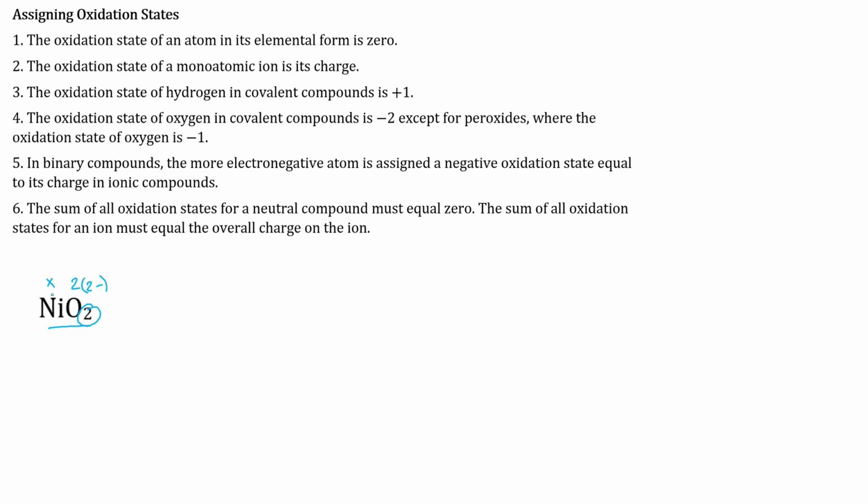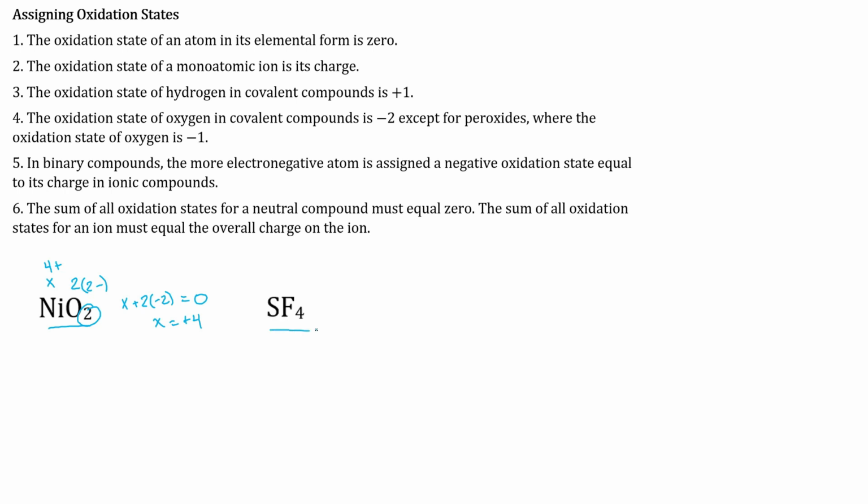This is a neutral compound. All of my oxidation states must add up to give me 0. So I have my nickel plus 2 times my oxygen must equal 0. Therefore, my nickel is +4, which I will put up here. Easy enough, right? Let's work some more.